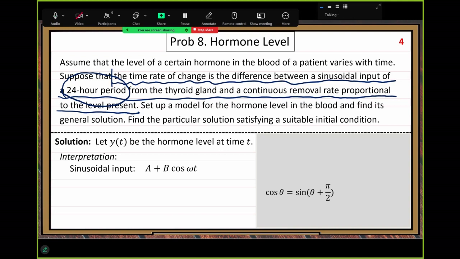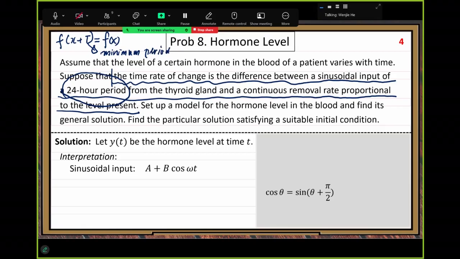First, let's recall: what is a periodic function, by definition? If the f function is periodic with a certain period, then f of x plus the period, usually we use T, equals f of x. And for the period, usually this T we use the minimum period.